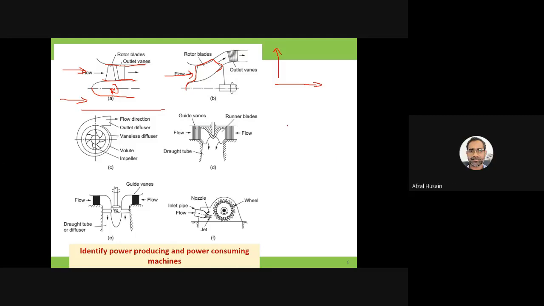Okay, good. So how many of you have seen the centrifugal pump when its cover is open? When its cover is open, you might have seen that there is an impeller inside the pump. An impeller has certain blades, certain protrusions. Has anyone seen it? Nobody?